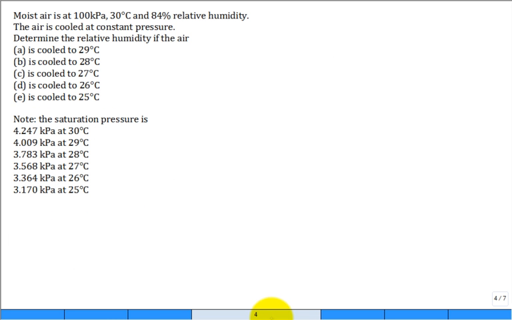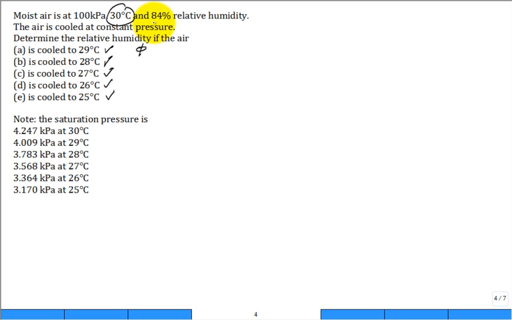Moist air is at 100 kilopascal, 30 degrees C, and 84% relative humidity. The air is cooled at constant pressure. Determine the relative humidity if the air is cooled to 29. So it starts at 30, it goes to 29. Then in part B, it's cooled to 28. Then it's cooled to 27, then cooled to 26, then cooled to 25. And what they're asking you to calculate is the relative humidity for each of those cases.